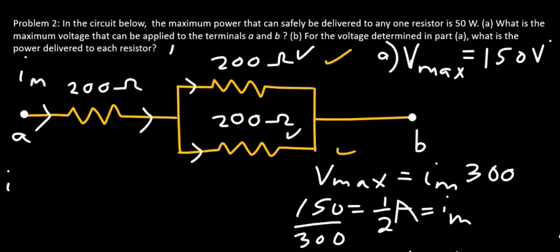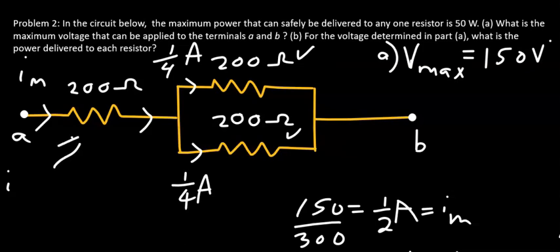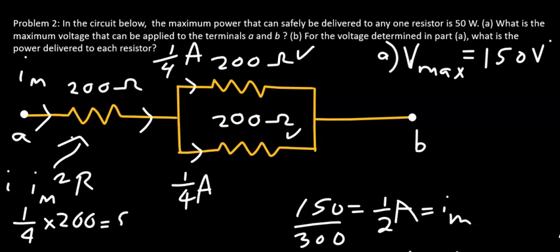So here it's going to be 1 over 4 ampere and 1 over 4 ampere. So the power delivered to this 200 ohm resistor is quite simply I_M squared R. So I_M is half, square that is 1/4, times 200. And that's going to be 50 watts.